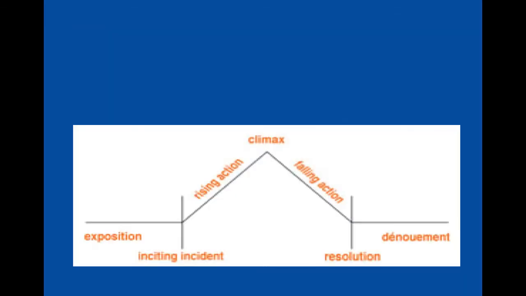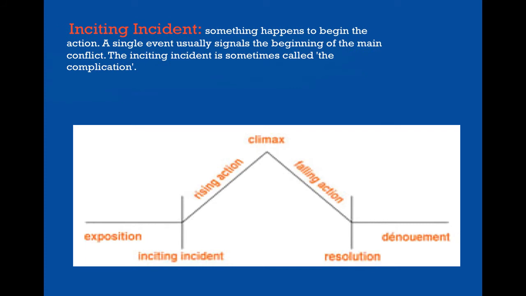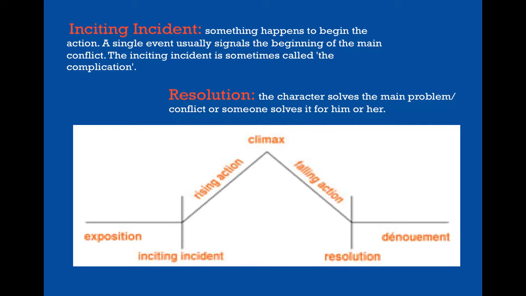If we look again at Freytag's pyramid, you will see that there are 2 other stages that can occur in the plot structure. And these are the inciting incident that follows the exposition. This is something that happens to begin the action. It can be a single event, and it usually signals the beginning of the main conflict. The inciting incident is sometimes called the complication. And before the denouement, there's the resolution, where the character solves the main problem or conflict, or someone solves it for him or her.